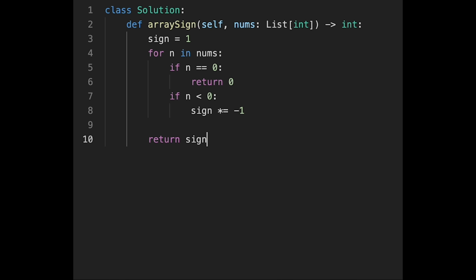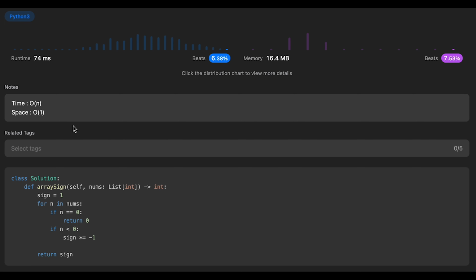Yeah, that's it. So let me submit it. Yeah, looks good. The time complexity of this solution should be order of n, where n is the length of the input array. This is because this code iterates over the entire array once. So that's why order of n. The space complexity is O(1) because the amount of extra memory used by the algorithm does not depend on the size of the input array. It only uses a constant amount of memory to store the sign variable. So that's why order of 1.